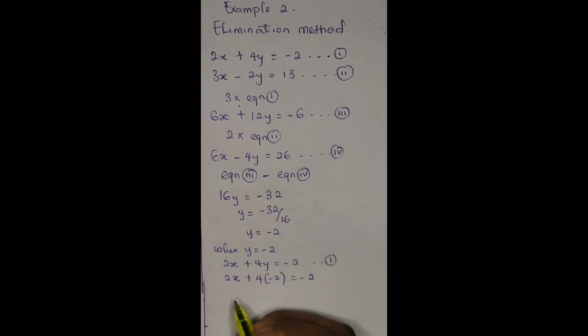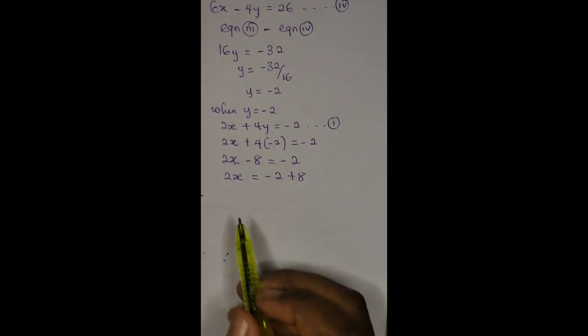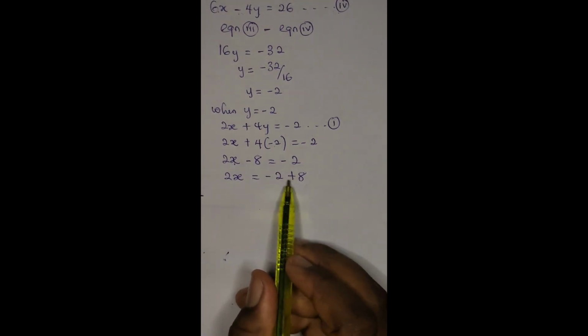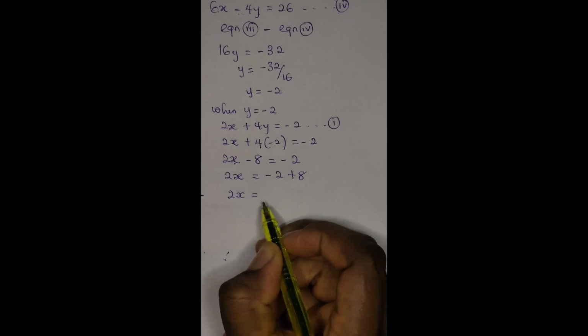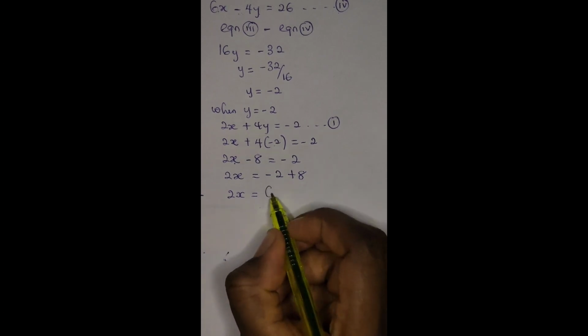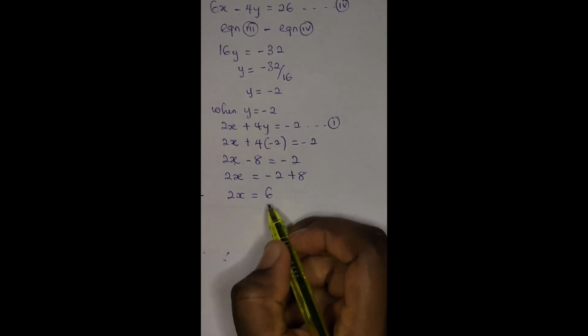This will give us 2x. 4 times minus 2 is minus 8 equal to minus 2, which will become 2x equal to minus 2 plus 8. That's the minus 8 crossing over the equality sign. So this is 2x equal to minus 2 plus 8. We then have 2x equal to 6. Minus 2 plus 8, that's 6.